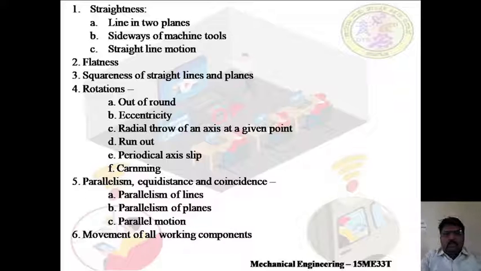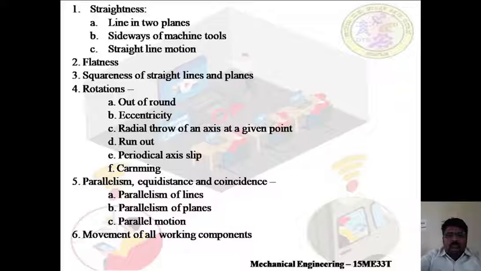So that is checking the straightness of a bed by using an autocollimator. So I hope we have understood how exactly the straightness of the bed is checked and flatness is checked. Likewise, we have many other tools which are used to check the other geometrical tests that are explained in this session.